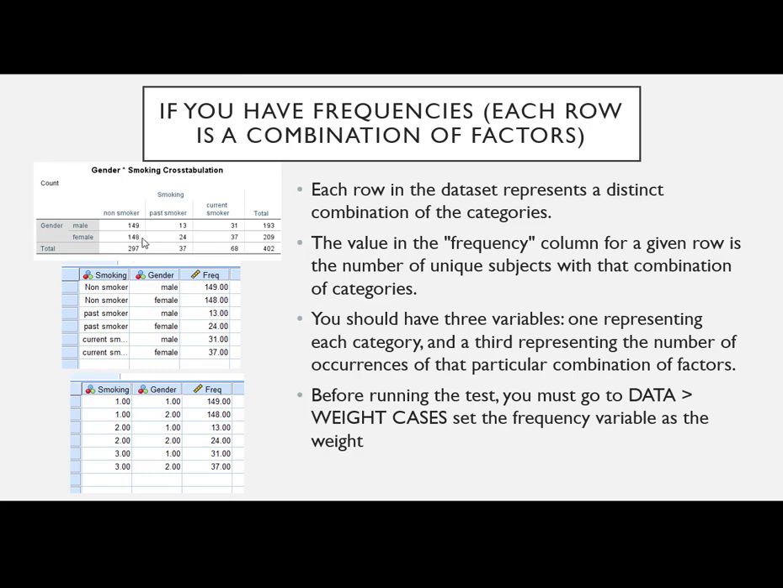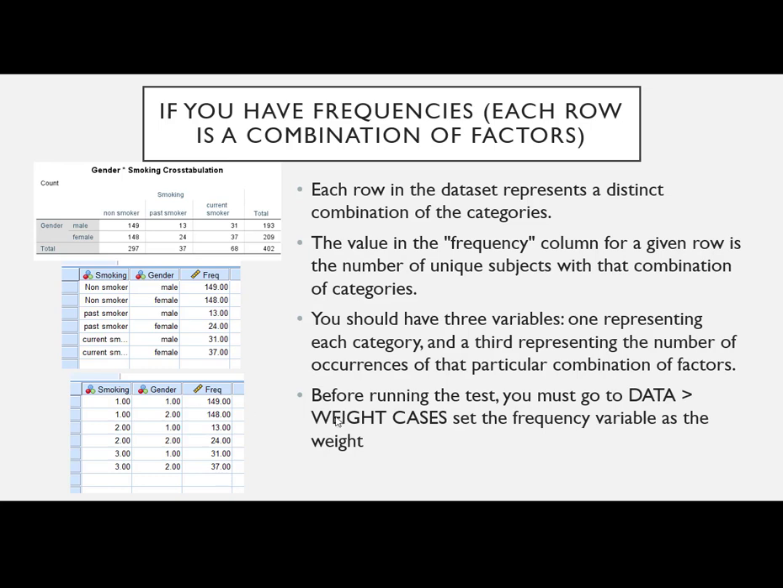We do past smoker, so now we've moved over here: past smoker, male, 13; past smoker, female, 24; current smoker, and so on. We got it. And then we code it. 1, 1 is non-smoker, so 1, 1, 1, 2, so male, female; 2, 2 is past smoker, and 3, 3 is current smoker. And we do 1, 2, 1, 2, 1, 2, because this is male, female, male, female, male, female. And then you have to go in and put your frequencies.